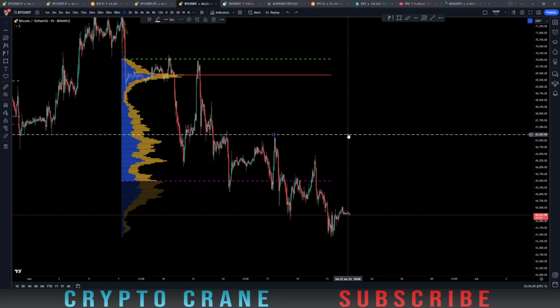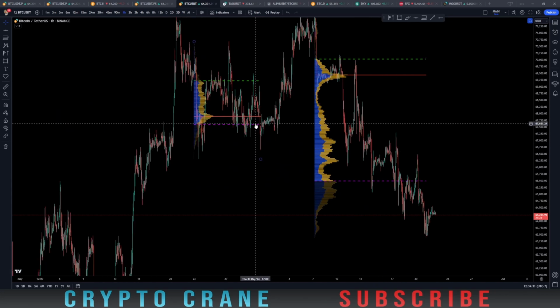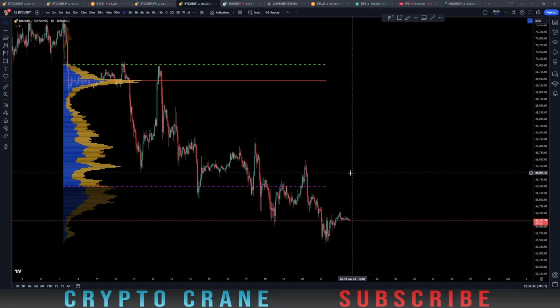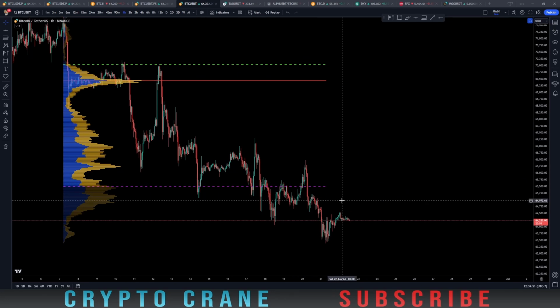Now let me go ahead and remove this line over here. This was, if you remember, from the fixed range up at our top end range there. We don't really need that anymore, already talked about it. But let me give an example of how this actually played out in previous price action.